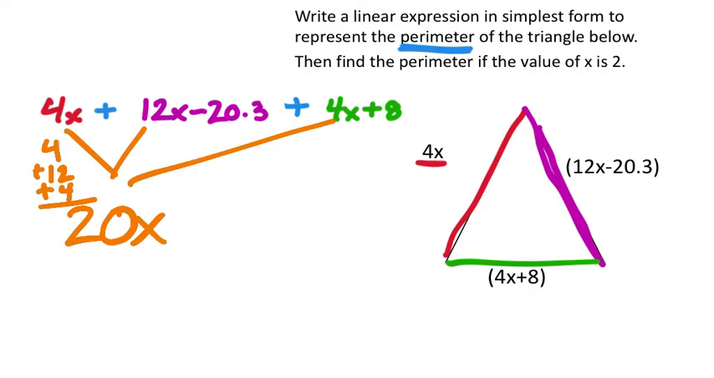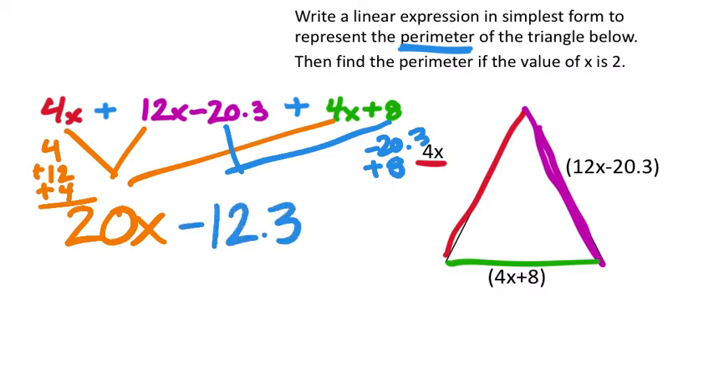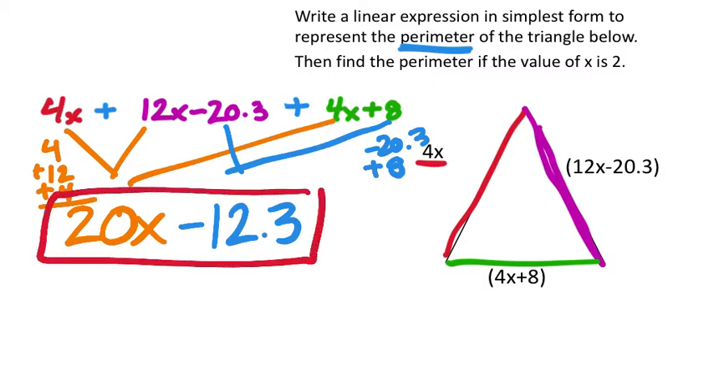Then we also got the constants, negative 20.3 and then positive 8. Okay, so that'd be negative 20.3 plus 8, which results in negative 12.3. So this would be one of the answers for us right here. It's one of the expressions. It's the first answer that we would have. And yes, if you wanted to write it down in the other order, that would be fine, where you got the negative 12.3 first and then the positive 20x. That's fine. Okay. But now we want to actually find the perimeter if the value of x is 2. So I'm going to write this out.